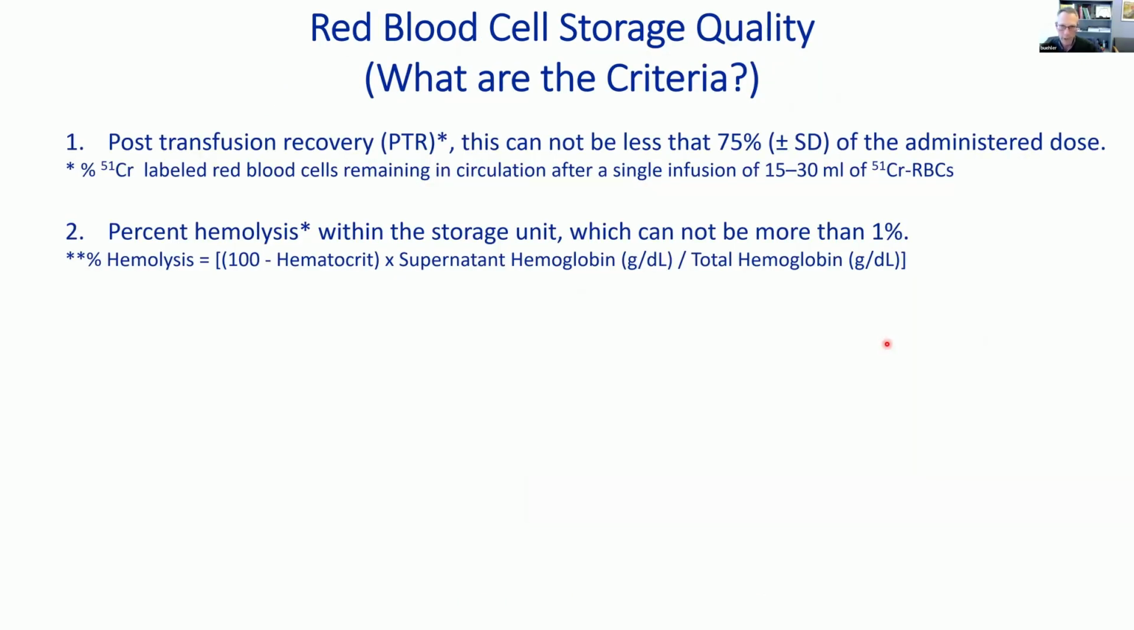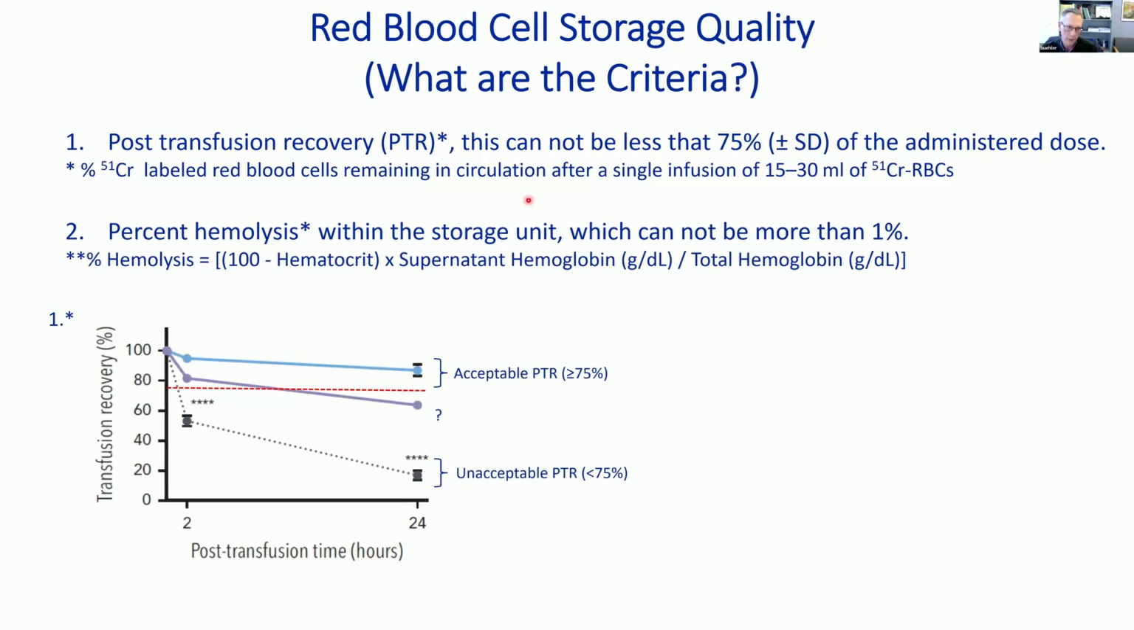So what is really the criteria of quality of a red cell during storage? There's two metrics that are put forth by regulatory agencies. One is called post-transfusion recovery. This is essentially where you inject a radiolabeled red cell, and then you follow it over a 24-hour period.